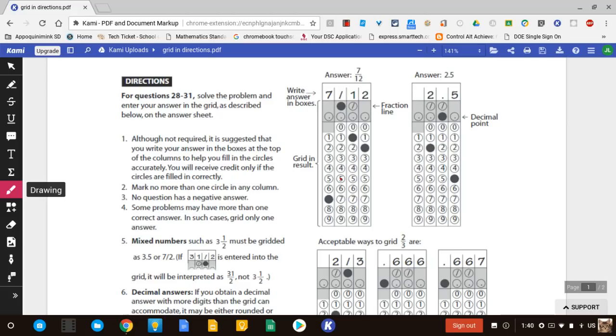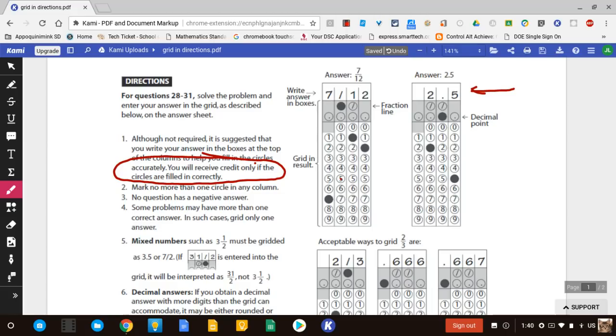As I'm looking through the directions, the first thing that stands out to me is this part right here. You will receive credit only if the circles are filled in correctly. So if you're not bubbling in correctly, you're not going to get credit. Even if you write your answer up here correctly, if you don't bubble it in correctly, you're not going to get the points. No more than one circle in any column.